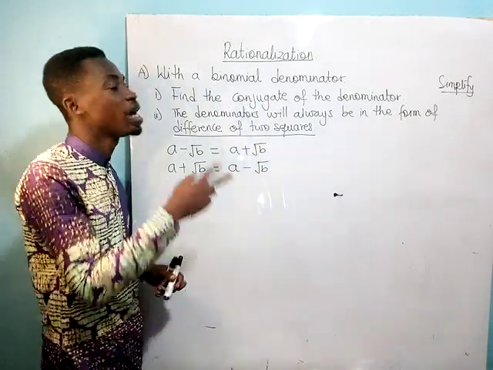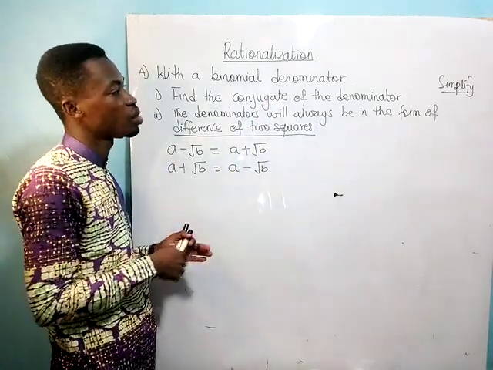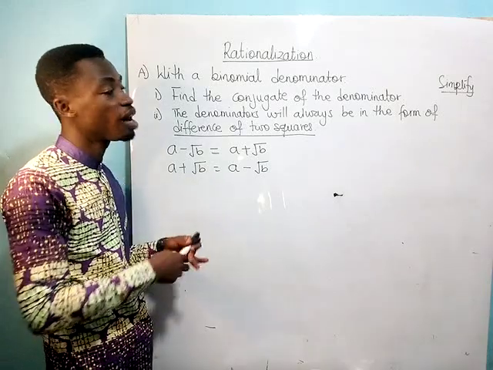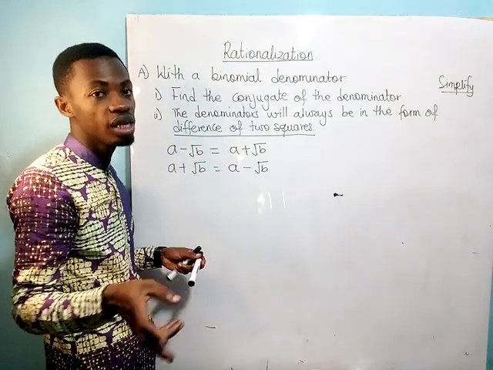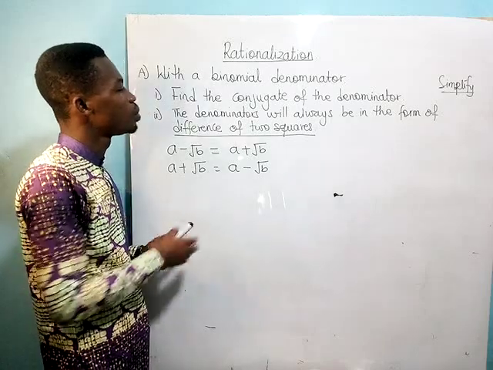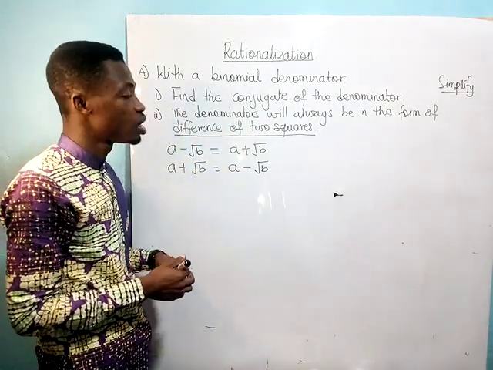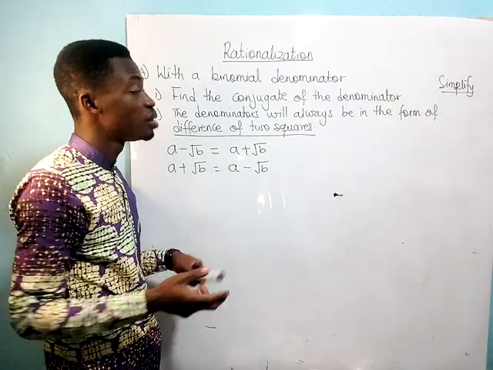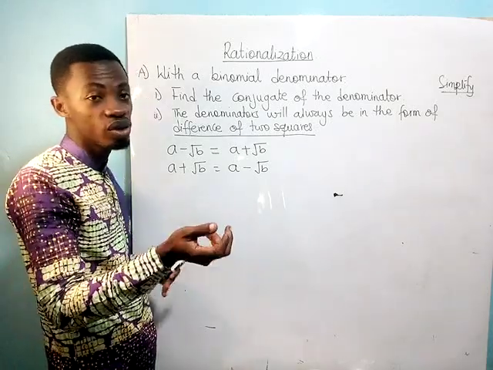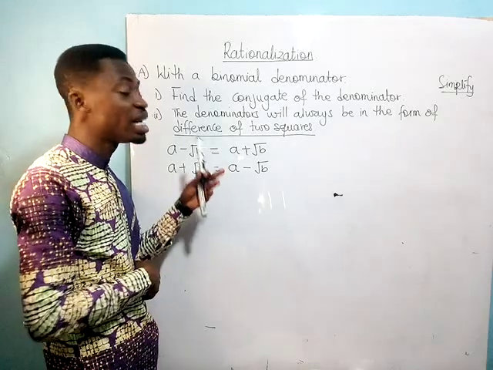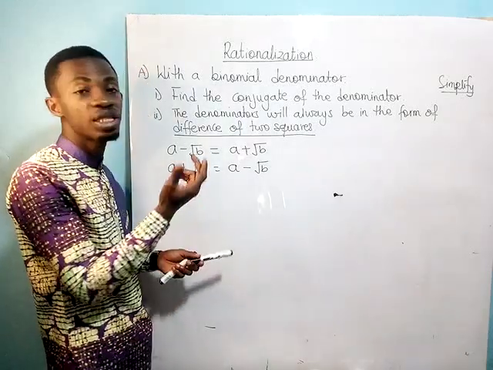Now, a binomial, bi means two. So basically, we are talking about situations where we have two terms as the denominator. Now, we are told that one, you find the conjugate of the denominator. So let's look at what conjugate means. Basically, conjugates are two binomials with the same terms but opposite signs.